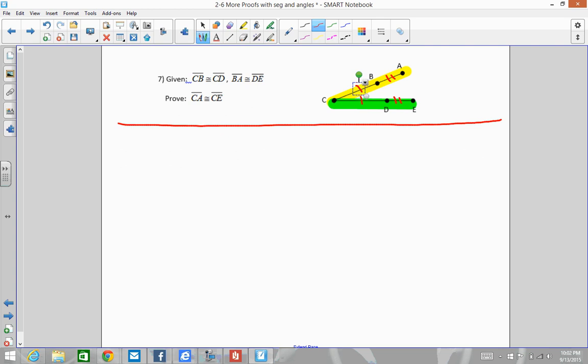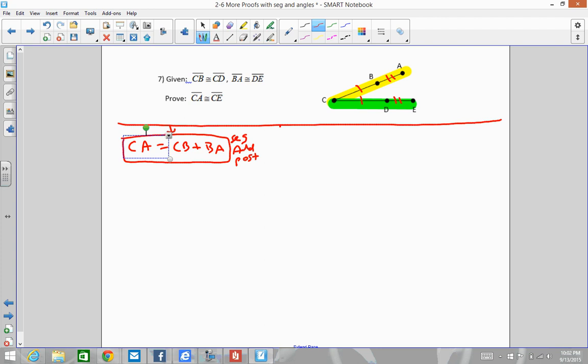So let's talk about CA. I want to say CA is equal to CB plus BA. And I know that that whole thing is equal to these two parts because of something we learned the night before, which was segment addition postulate. The two parts add up to equal the whole.